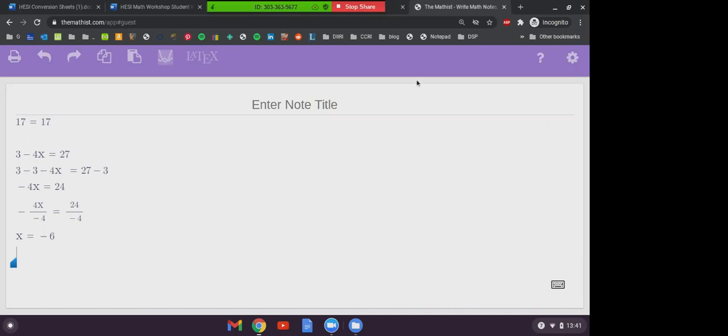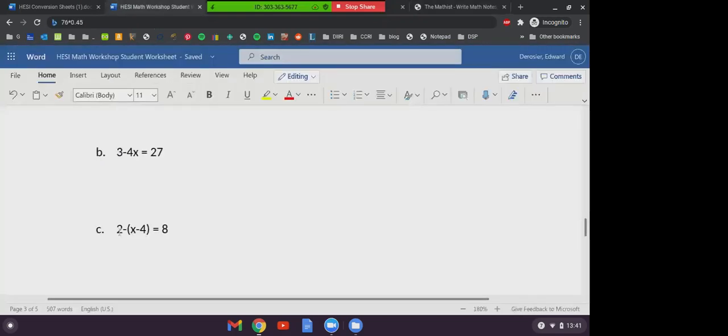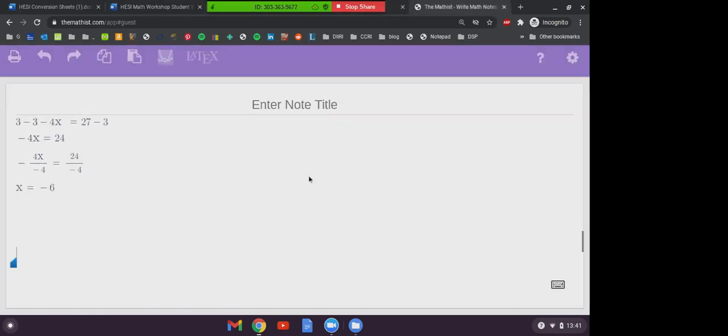Okay? All right. Our third equation is 2 minus the quantity x minus 4 equals 8. So let's try that. Okay, so I put that there because I want to make sure you understand how to distribute. So when there's something in front of a parentheses like this, you have to distribute that to the entire parentheses. So it's going to be 2 minus x minus negative 4 equals 8. Okay, and so it's going to be 2 minus x plus 4, right? Because 2 minuses make a plus.